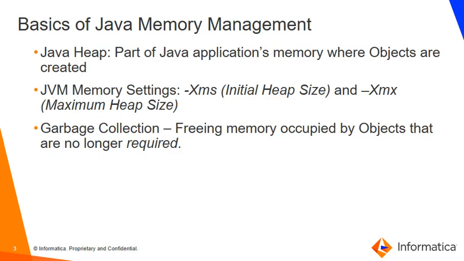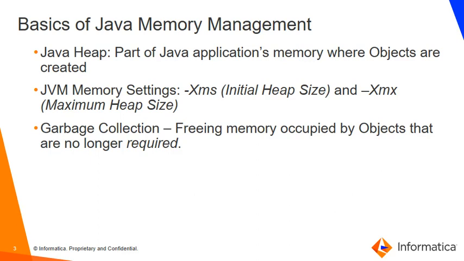The JVM provides several command line options that control the behavior of the heap. Two important settings are the "-Xms" and the "-Xmx". The Xms determines the initial and minimum size of the heap. The Xmx determines the maximum size to which the heap can grow.